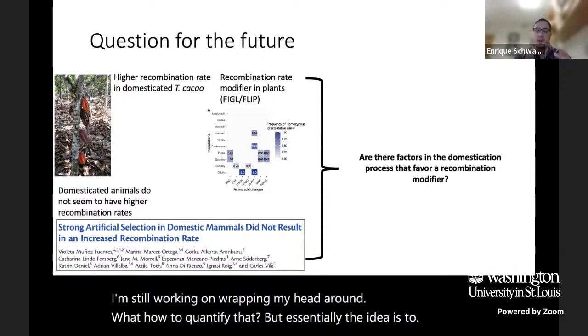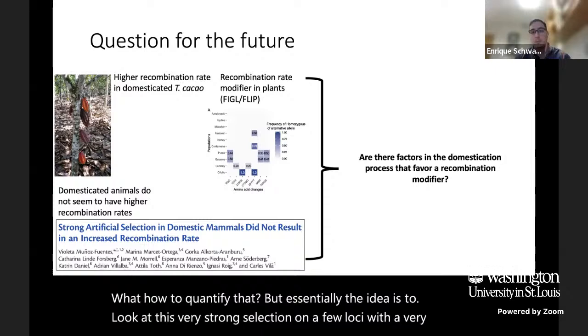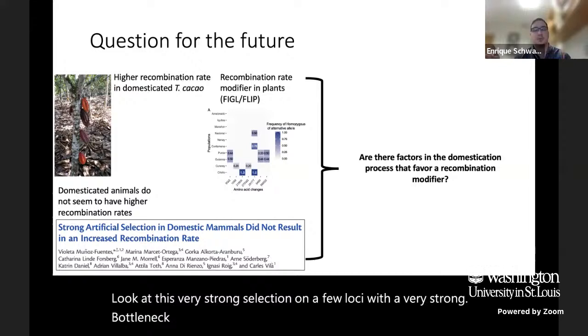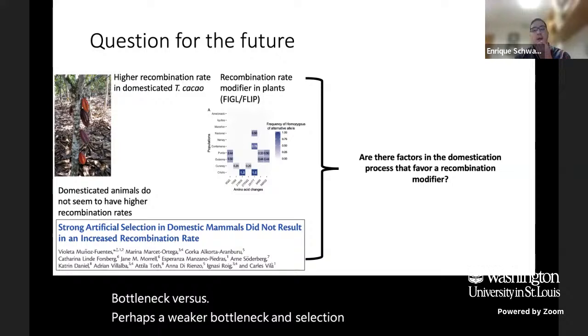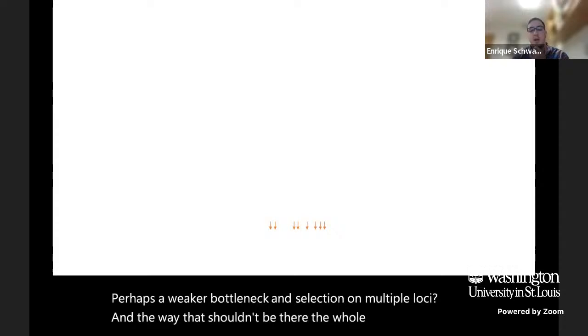But essentially the idea is to look at this very strong selection on a few loci with a very strong bottleneck, versus perhaps a weaker bottleneck and selection on multiple loci. And the way that I wanted to approach that is through simulations.